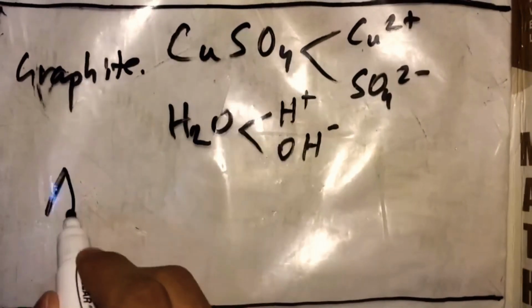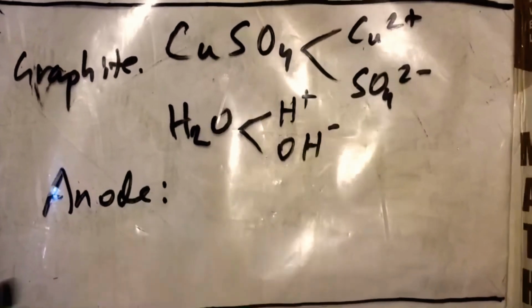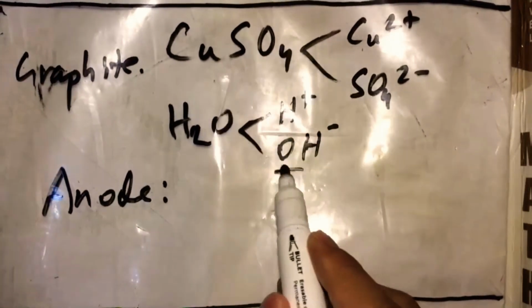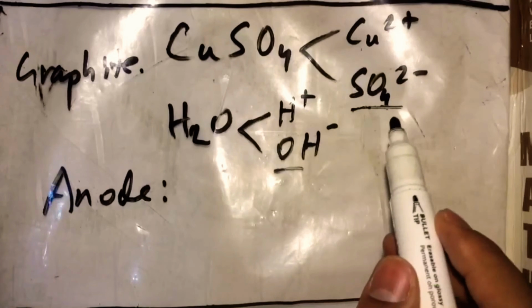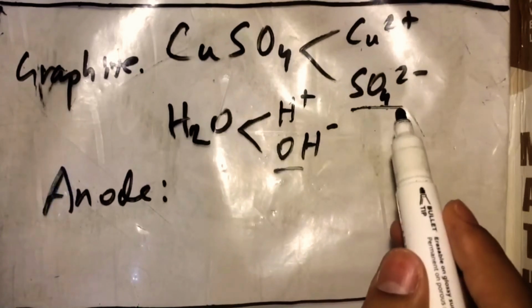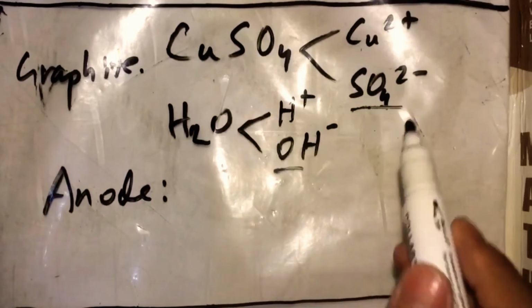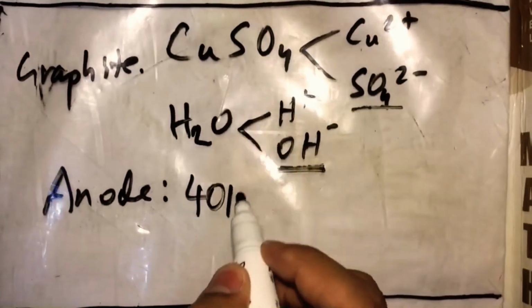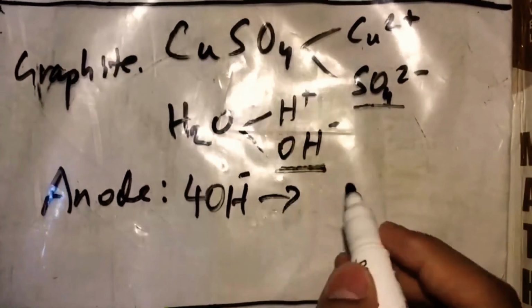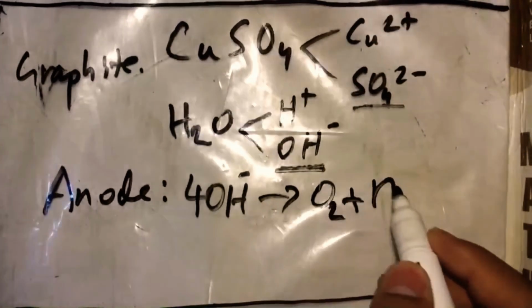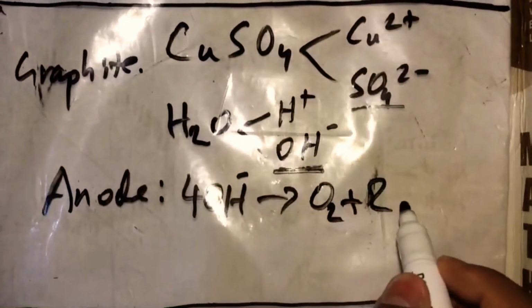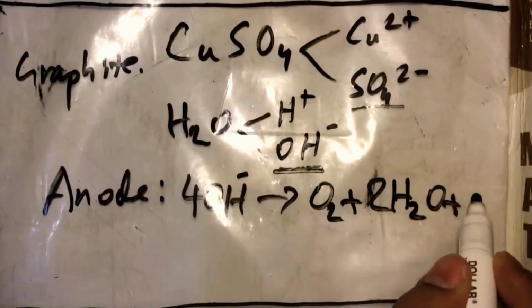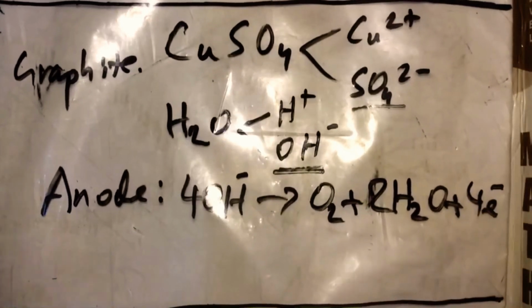So at the anode, hydroxide and sulfate ions will move. Sulfate ions are not discharged in electrolysis, so hydroxide ion will be discharged. So 4OH minus produces O2 plus 2H2O plus 4 electrons.